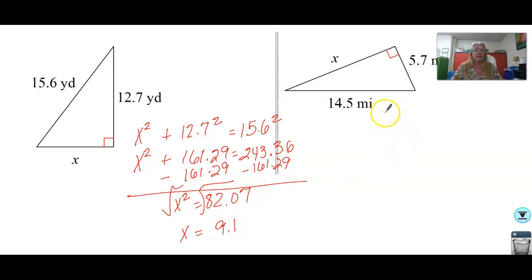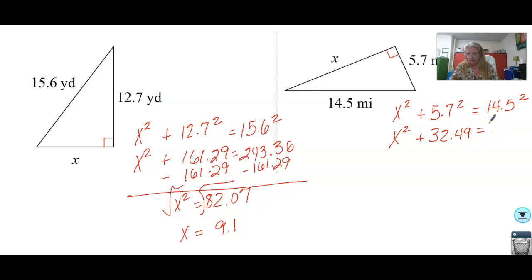Just 2 more quick examples because I know this is running kind of long. Let's see. Again, we're missing a leg. So we show that a leg is missing. We have the other leg squared plus x squared equals the hypotenuse squared. Okay. 5.7 squared is 32.49. And 210.25.